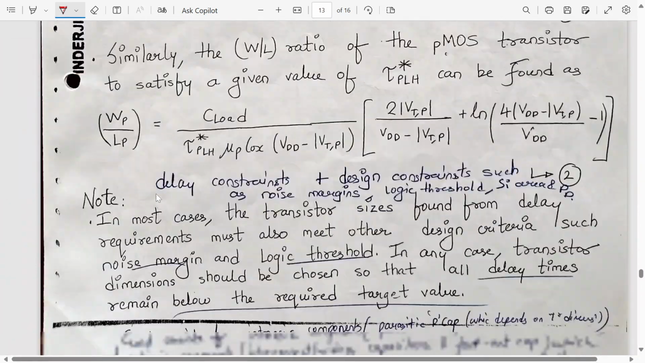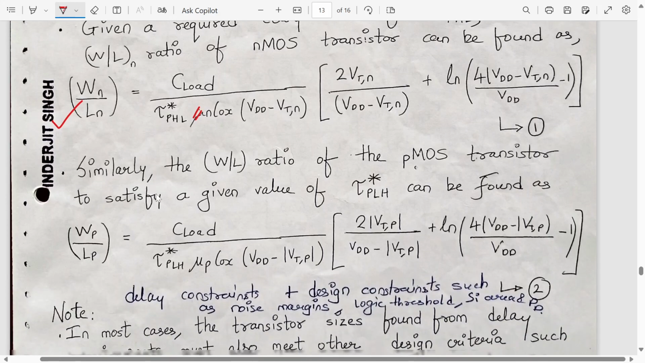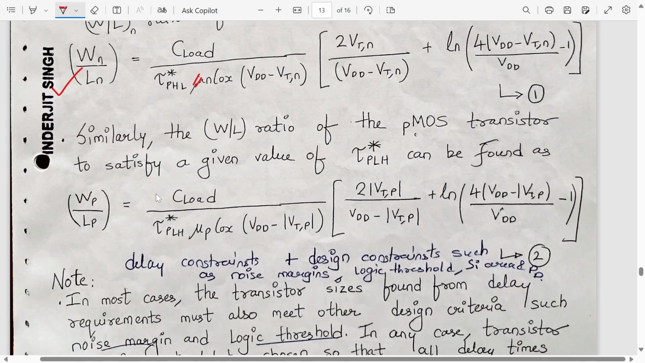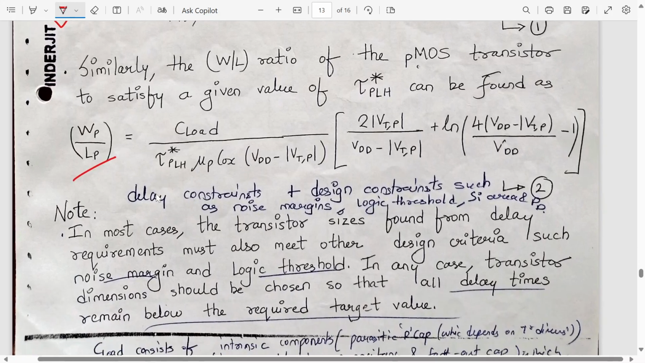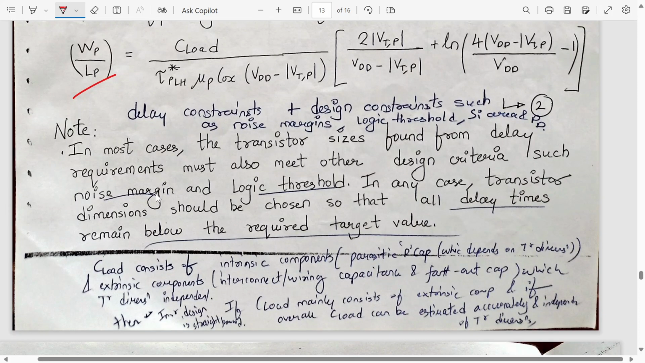So that's what we have done over here. Just have a look at it. See this. This term has come down because this is the design requirement now, and we have to design the CMOS inverter. That means we have to find Wn. Ln will be given to you, so it will be C load upon tau p HL mu n Cox. No need to remember this because this is the same formula. And similarly, the W by L ratio of PMOS can be found out by using this formula. So delay constraints plus design constraints will be such that the noise margin, logic levels, silicon area, and power dissipation. Alright, so these things we need to consider.